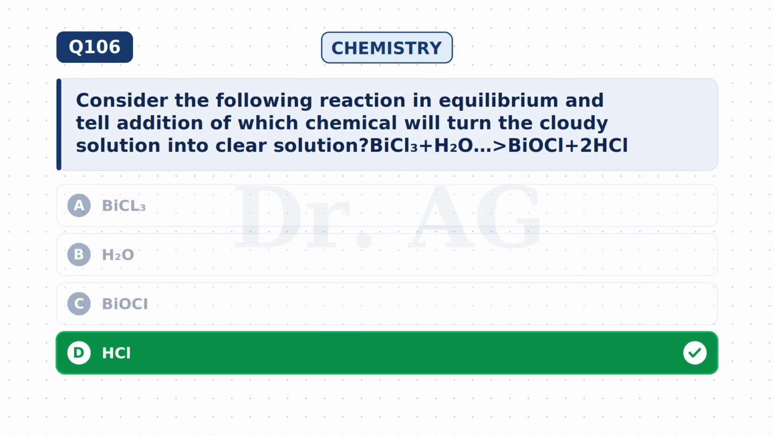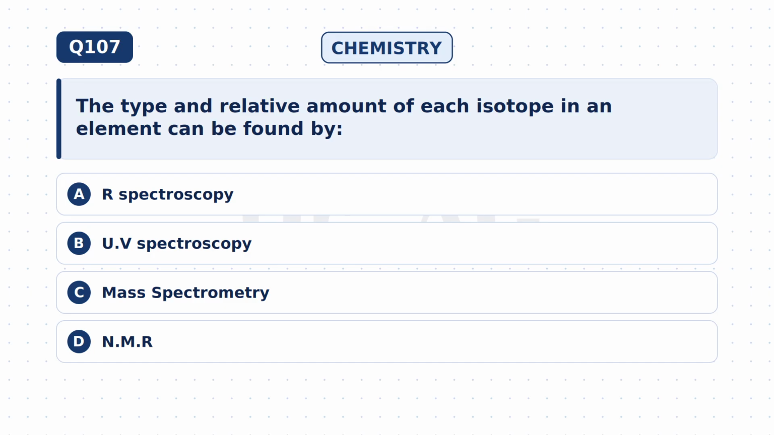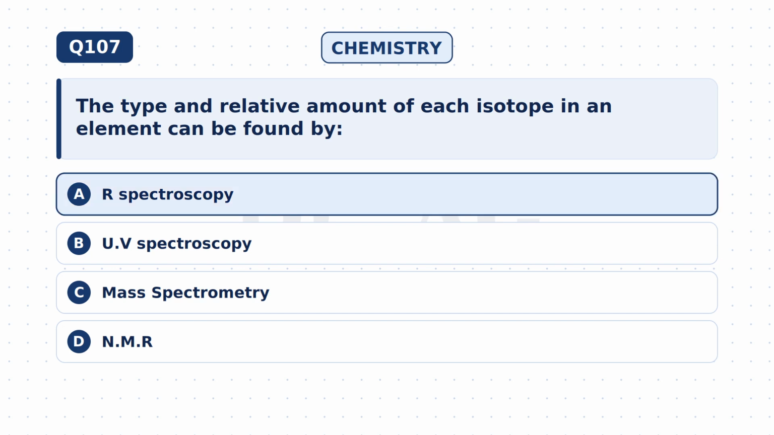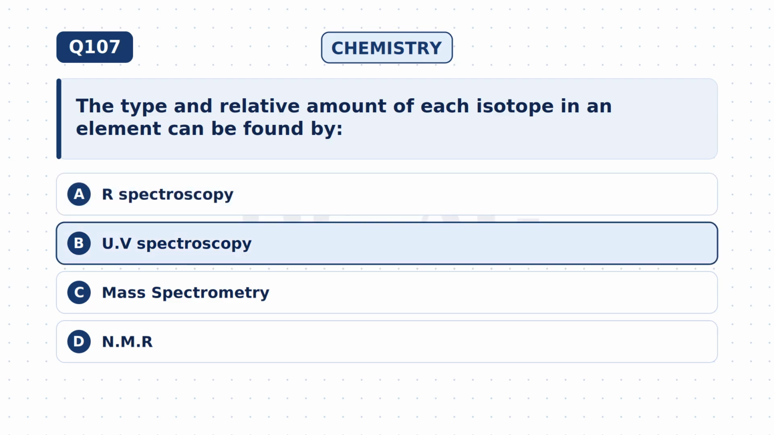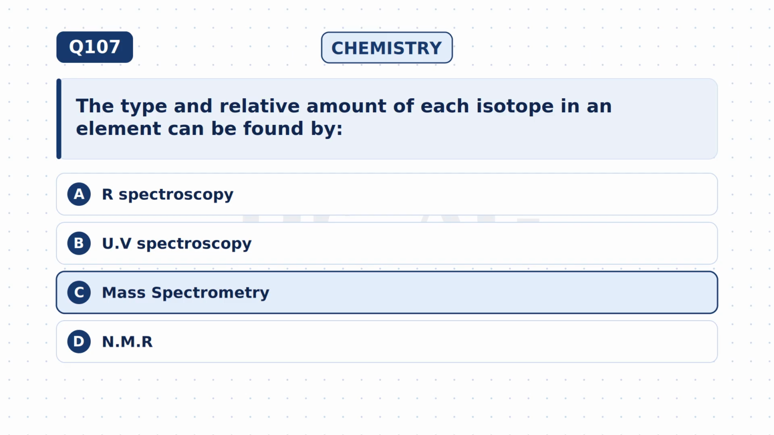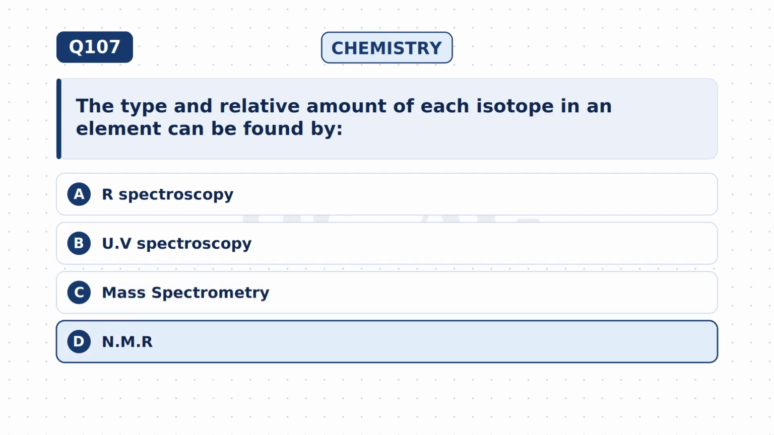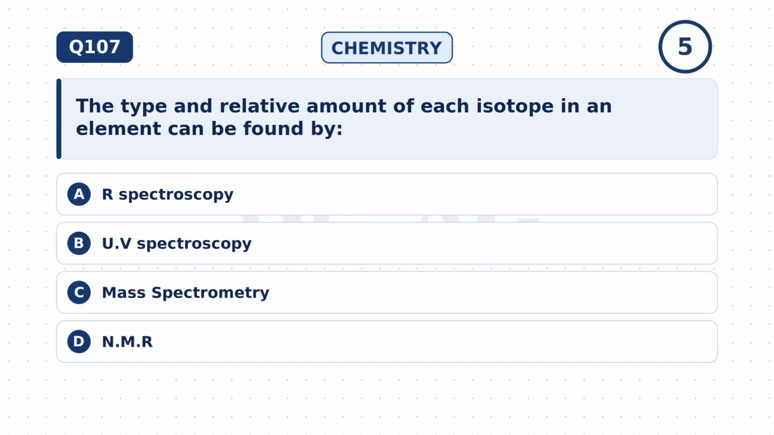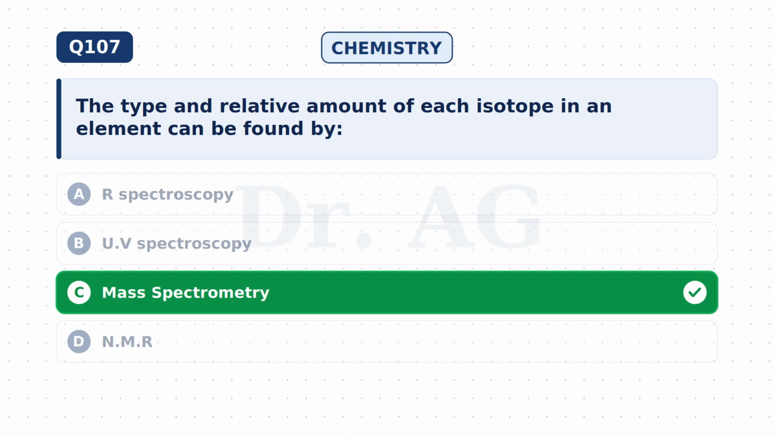The correct answer is D, hydrochloric acid. Question 107. The type and relative amount of each isotope in an element can be found by. Option A, IR spectroscopy. Option B, UV spectroscopy. Option C, mass spectrometry. Option D, NMR. The correct answer is C, mass spectrometry.